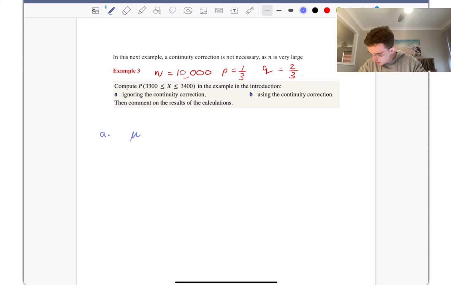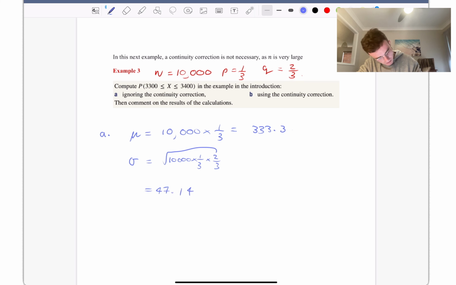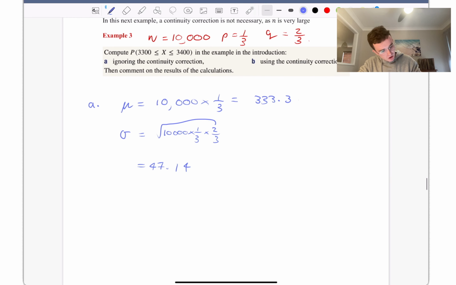Okay, so let's have a look at the mean and standard deviation. The mean is going to equal 10,000 times 1/3, which is 333.3 repeating, and the standard deviation is going to be the square root of 10,000 times 1/3 times 2/3, which you get 47.14.